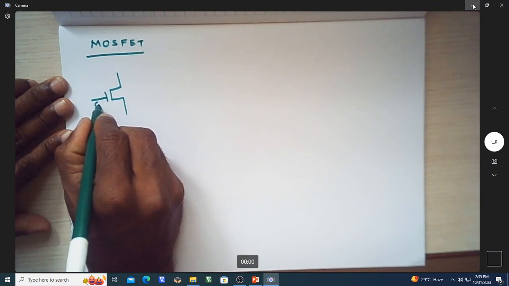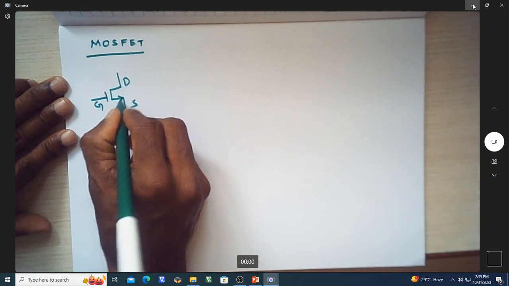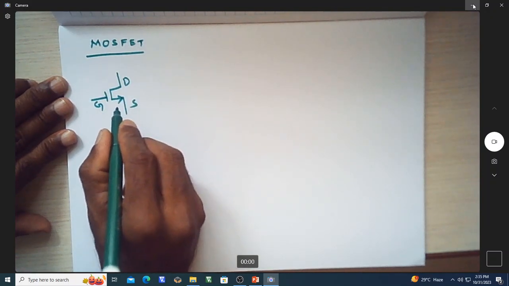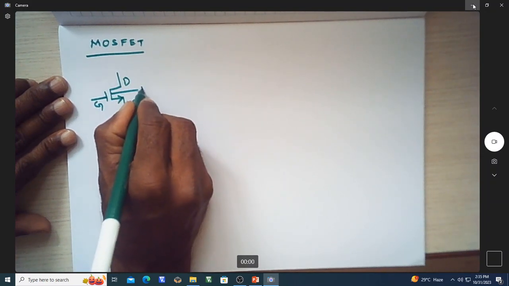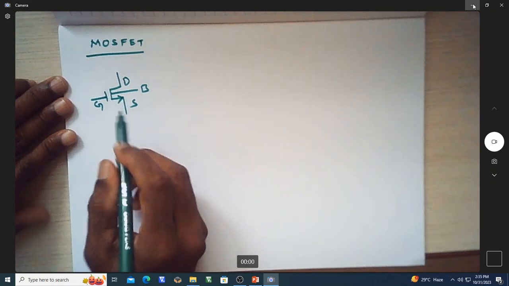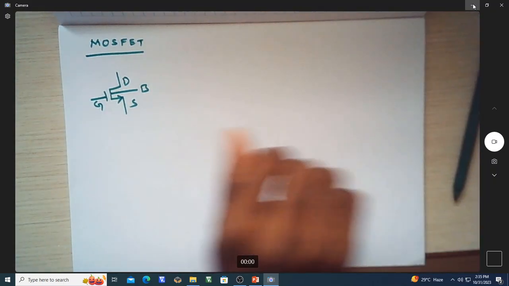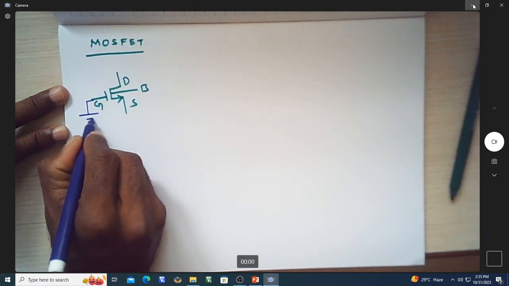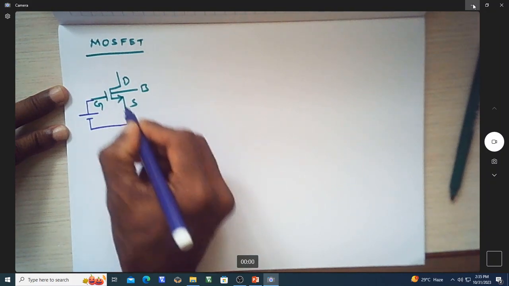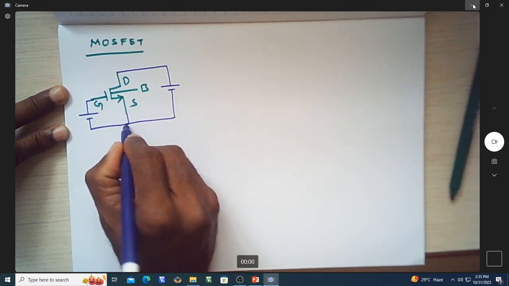So this is gate, drain, source. If I write it like this, then this is an NMOS FET and this is the bulk. And we can apply voltages over here, one power supply, and the other power supply will be connected here.